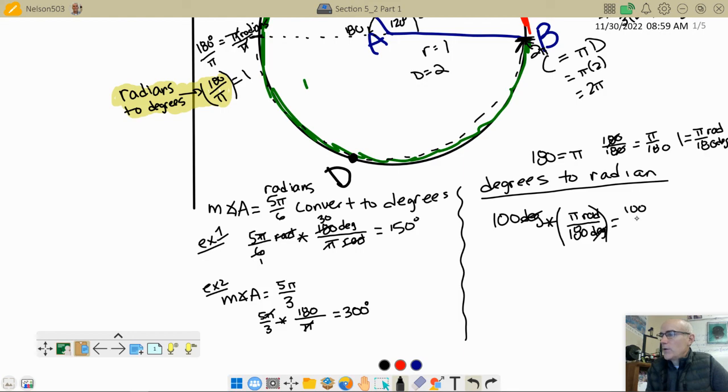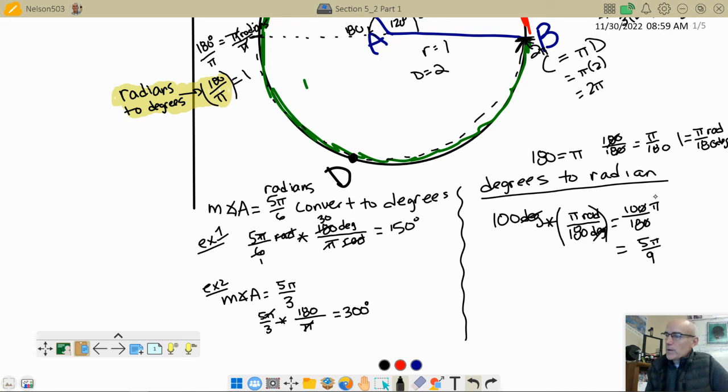You could do 100 divided by 180 on Desmos. It's probably best to simplify the fraction because a lot of times they want you to have a fractional part of pi. So my tens, I could divide 10 into each one of these. I could divide 2 into each one of those, and I get 5 pi over 9.